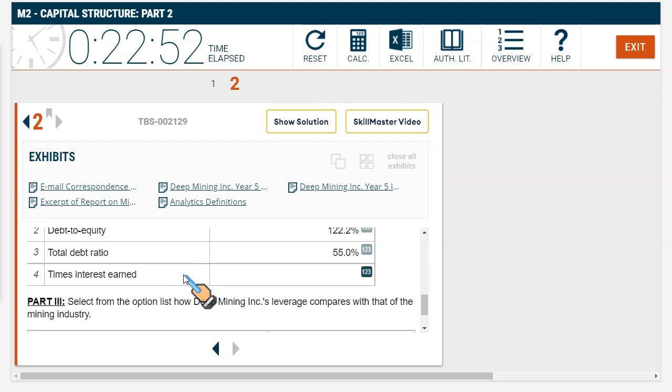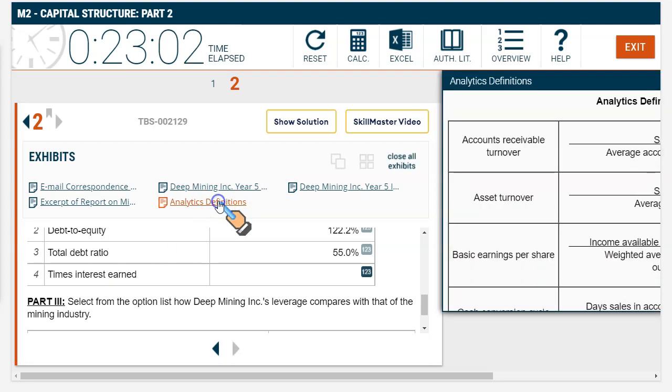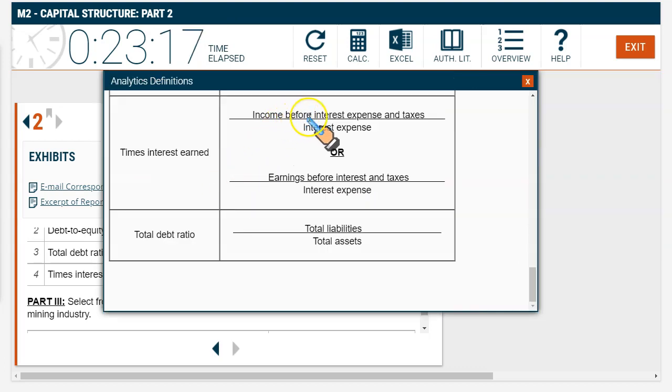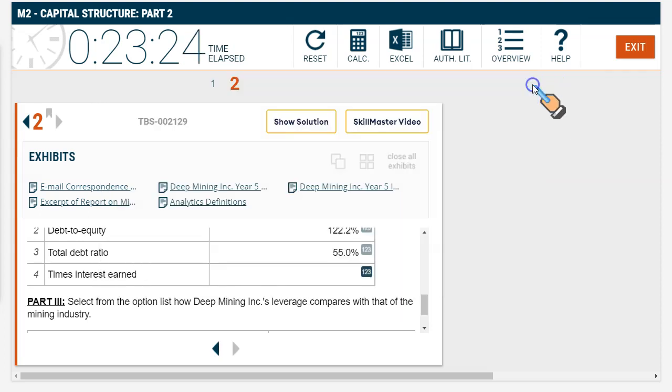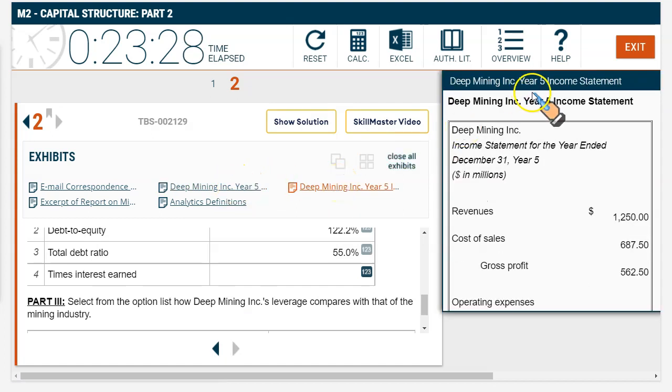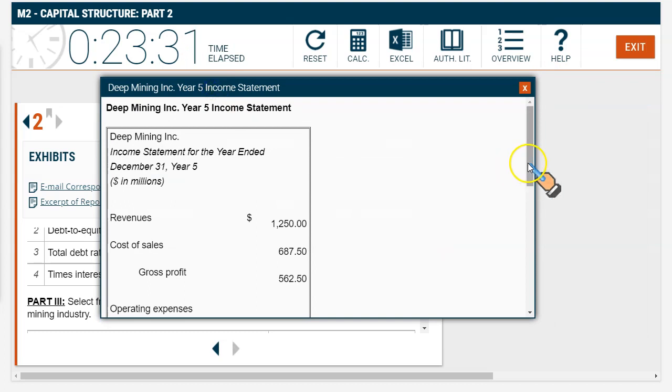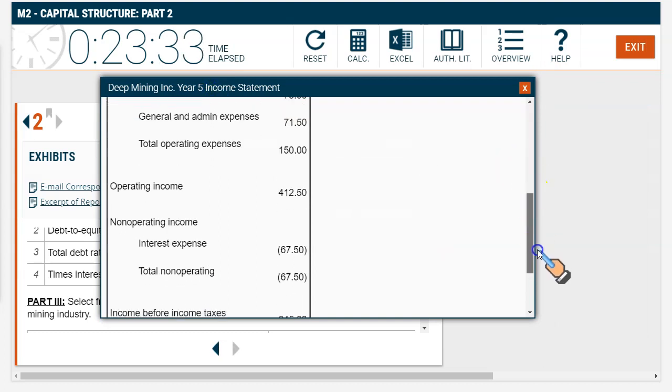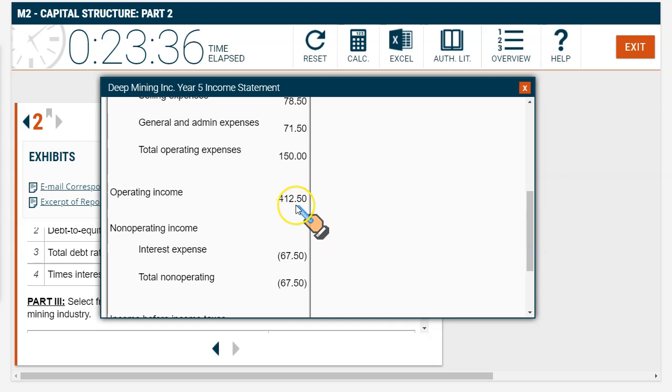Done. Next is times interest earned, and we know the formula to calculate the times interest earned, that is EBIT upon interest expense. But let us just check the analytics definition. Income before interest expense and taxes upon interest expense, or simply EBIT upon interest expense. So that's exactly what we're going to do. Remember, this is the balance sheet, this is the income statement, and we have these numbers available in the income statement. So we need operating income, 412, right? And simply divide it with the interest expense.